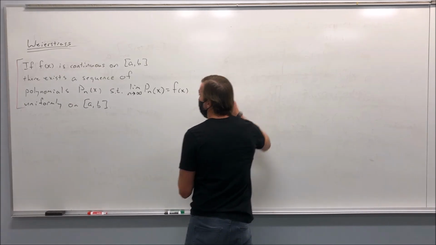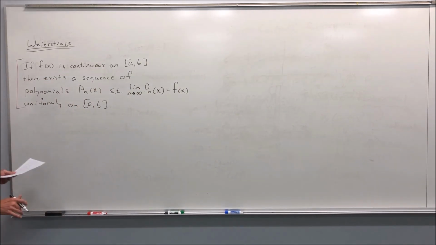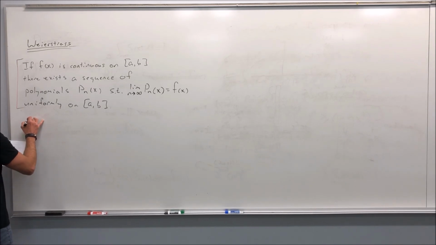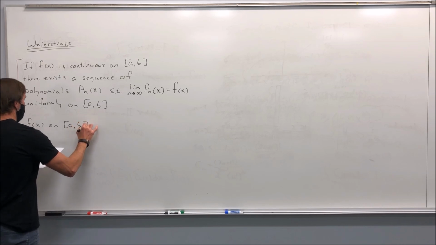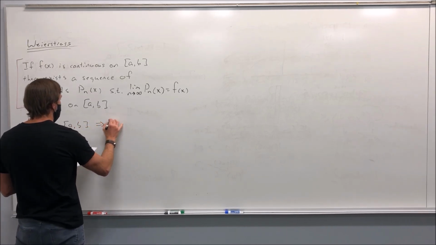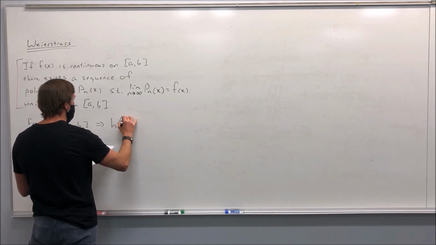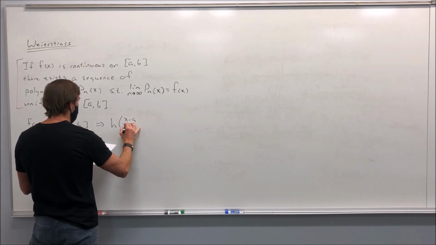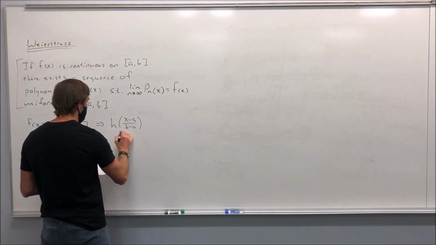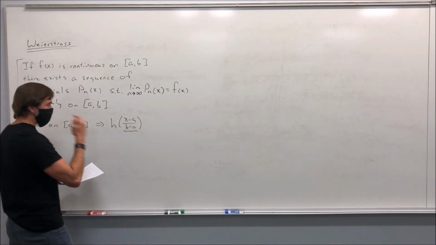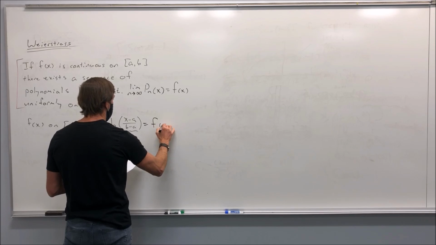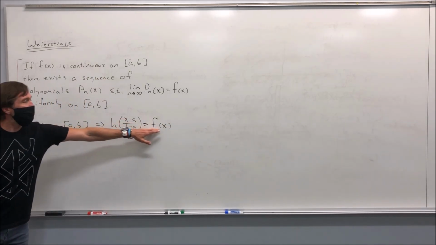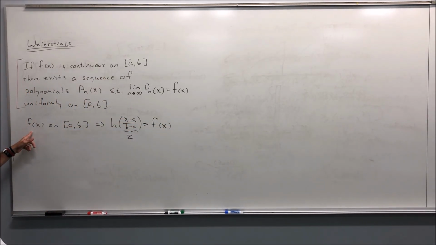So first of all, for f of x, I just want to make the following argument. For f of x on a, b, imagine that instead we constructed a function h of (x minus a) over (b minus a). And we could call the argument of this z, where this thing actually equaled f of x. Okay?